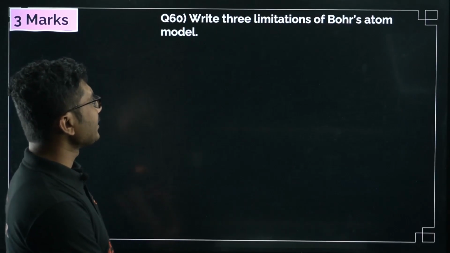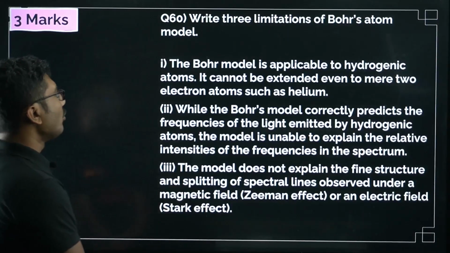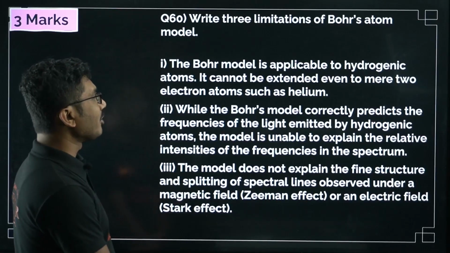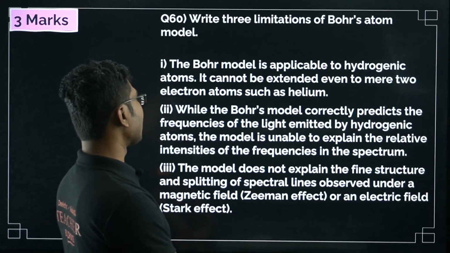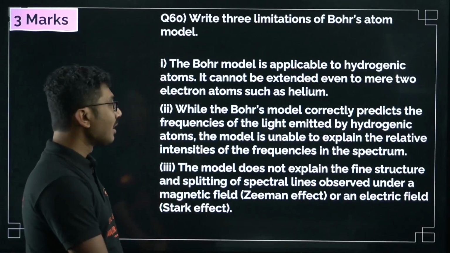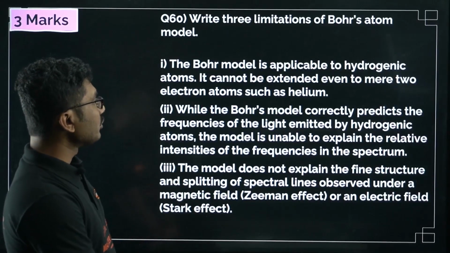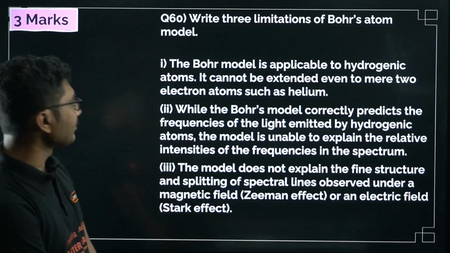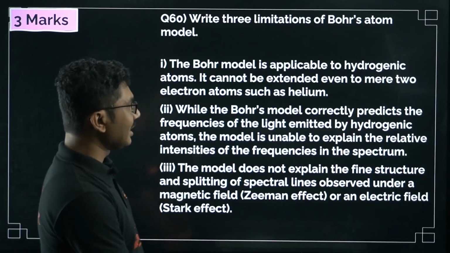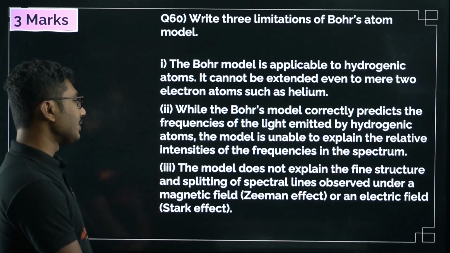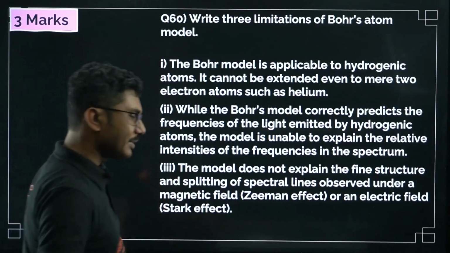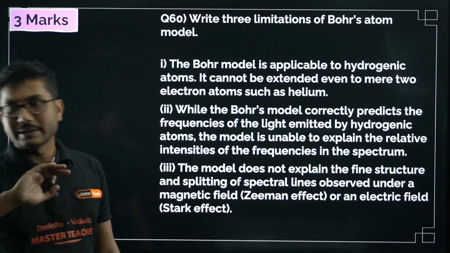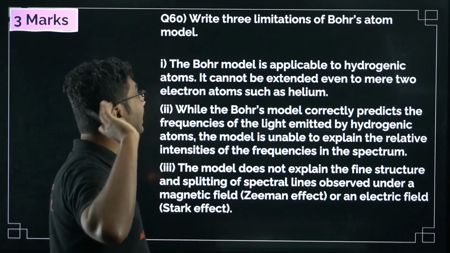Write 3 limitations of Bohr's atomic model. The Bohr's model is applicable to hydrogenic atoms only. It cannot be extended even to mere 2 electron atoms such as helium. While the Bohr's model correctly predicts the frequencies of the light emitted by hydrogenic atoms, the model is unable to explain the relative intensities of the frequencies in the spectrum. So the spectrum is not uniform, some lines are brighter, some are less bright, but why they are so has not been explained by the Bohr's model.